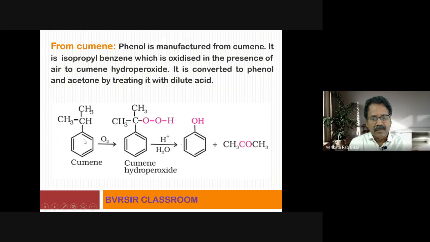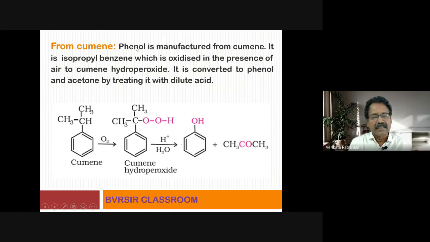Now, this isopropyl benzene or cumene is subjected to aerial oxidation, reaction with O2. Then cumene hydroperoxide will be formed. You observe that between carbon and hydrogen, these two oxygens will be introduced. Cumene hydroperoxide, upon reaction with H plus in presence of water, gives rise to phenol. Along with phenol, a very important organic molecule, acetone, that is propanone, will also be formed. That's why this reaction is industrially very important.